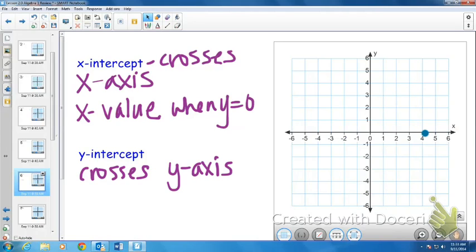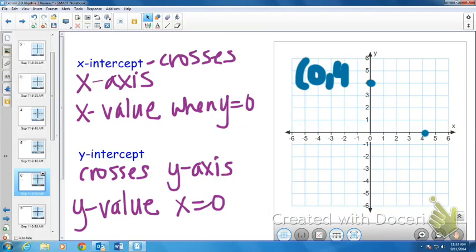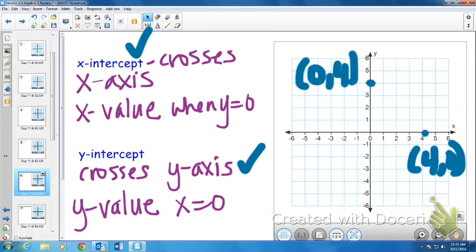And algebraically, it is the y value, since it is the y-intercept, when x is 0. So to find that, I'll always have an x of 0, and I'll find the y. So for example, I could have this point right here. So this is my point (0, 4), and he is the y-intercept. And this is my point (4, 0), and he is the x-intercept.